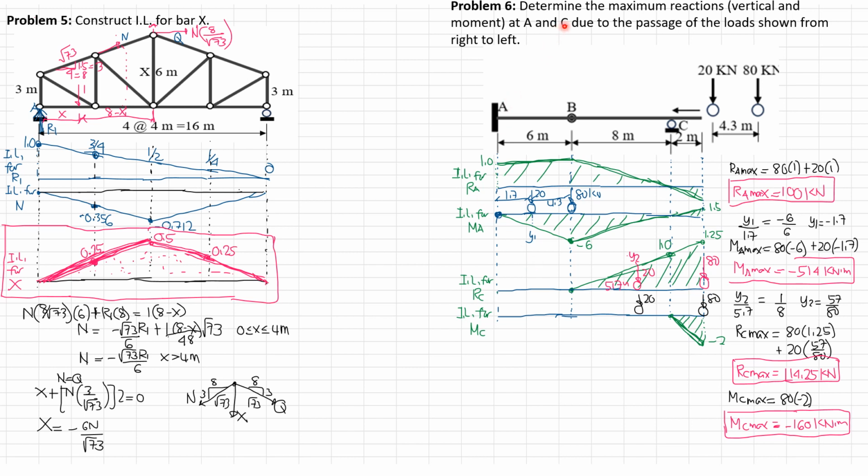Then for this problem, determine the maximum reactions, vertical and moment, at A and C due to the passes of the load shown from right to left.